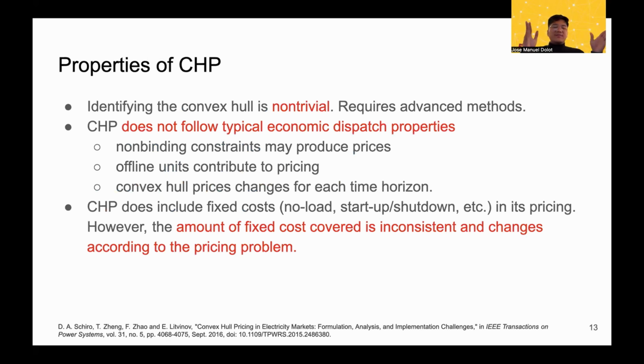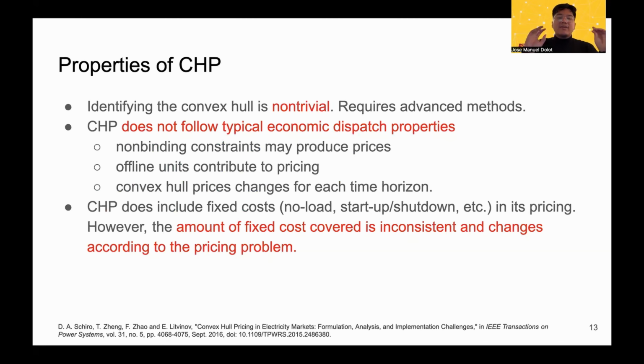So other properties observed in the paper are the following. Identifying the convex hull is non-trivial. Basically, it's not simple. The example we had earlier about the rubber band is only applicable for very, very simple problems. But we know that the actual unit commitment problem is too complex for this. So it requires advanced methods. You have to go into the realm of exploring heuristics or meta-heuristics, whatever.